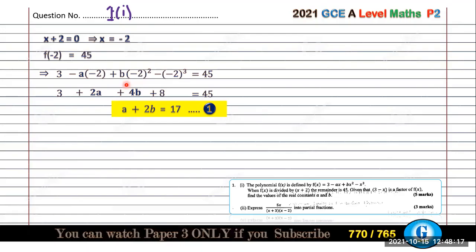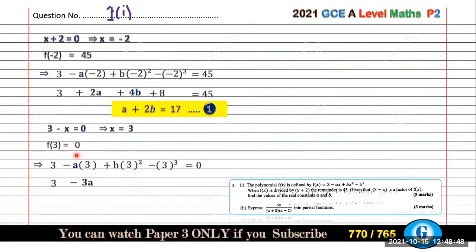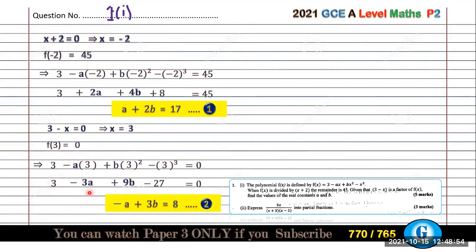Now the second condition is 3 minus x is equal to 0, which is a factor. So we have 3 minus x equals 0, implying that x is equal to 3. And since this is a factor, it means that f of 3 will be equal to 0. We have 3 minus a into 3 plus b into 3 squared minus 3 to the power 3 is equal to 0. When we simplify the second one, we have 3 minus 3a plus 9b minus 27 equal to 0. And this gives us equation 2, which is minus a plus 3b equals 8.